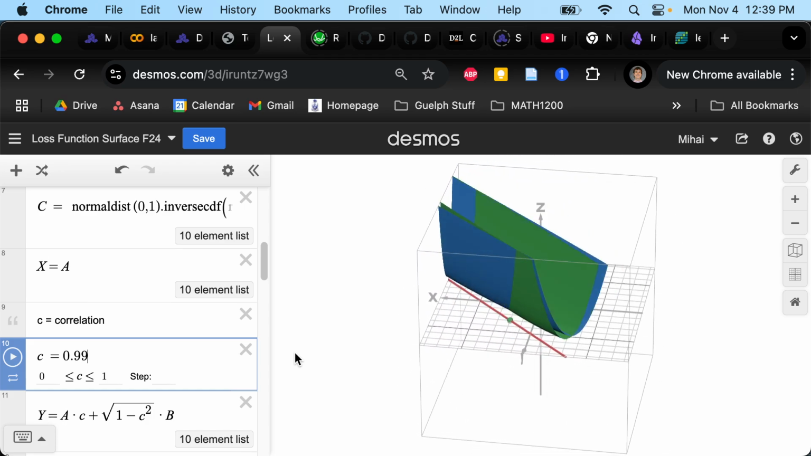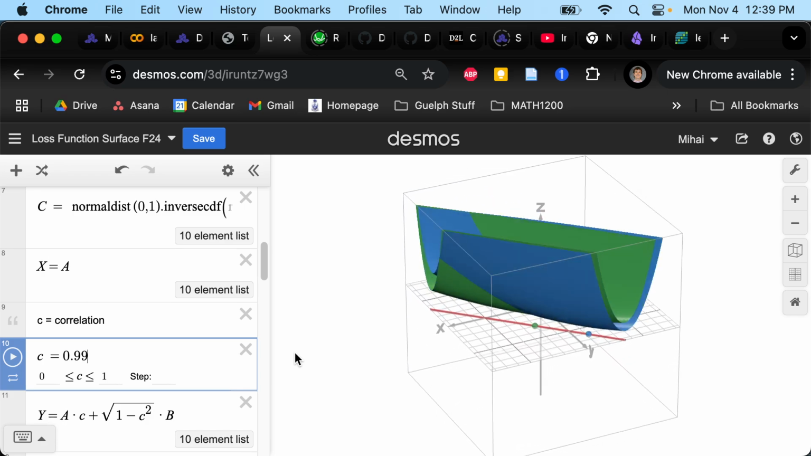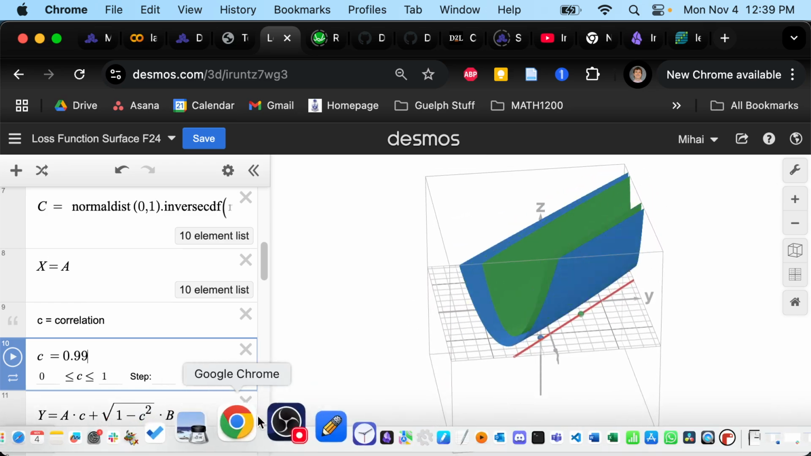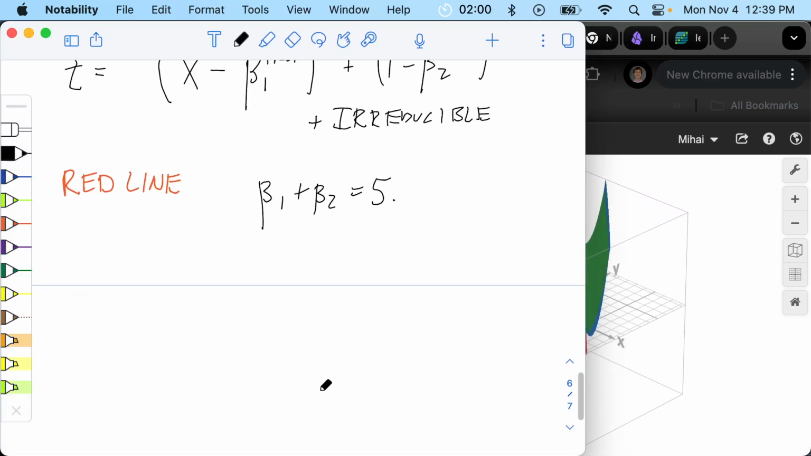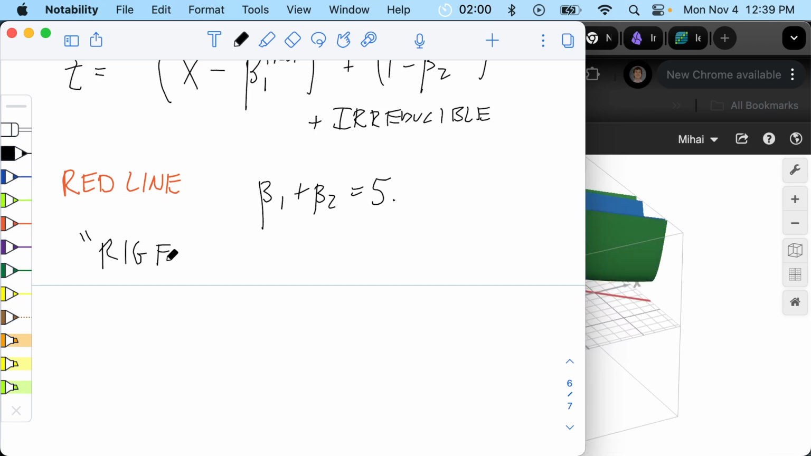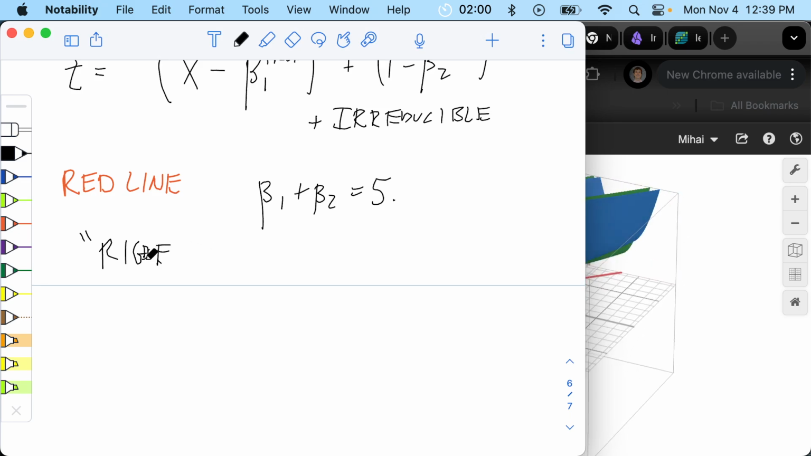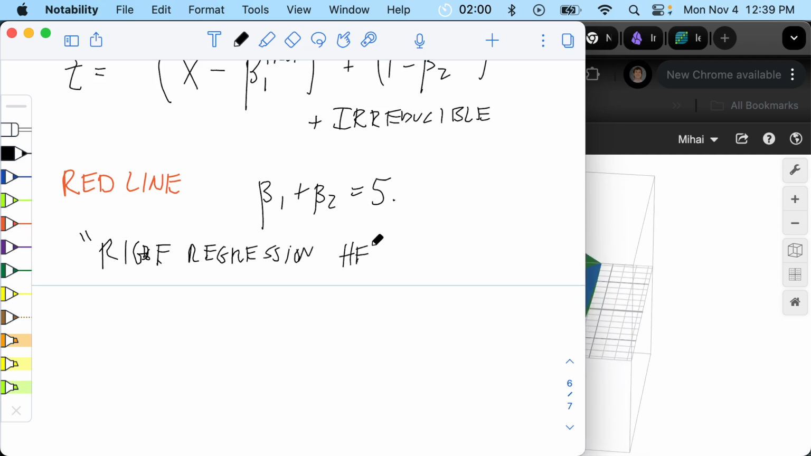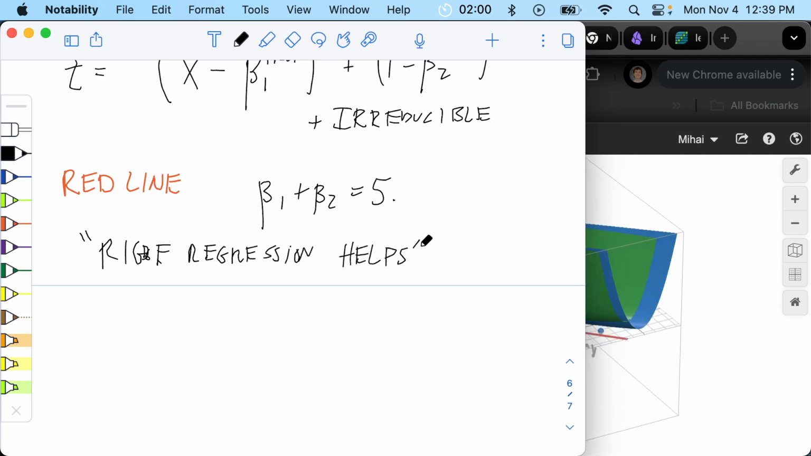So now the question is, why am I showing you this in relation to ridge regression? Here is the thing that people often say: ridge regression helps fix this problem. So this is the thing people say, that ridge regression helps fix it. And I'm going to show you in the cartoon what happens when we turn on the ridge regression.